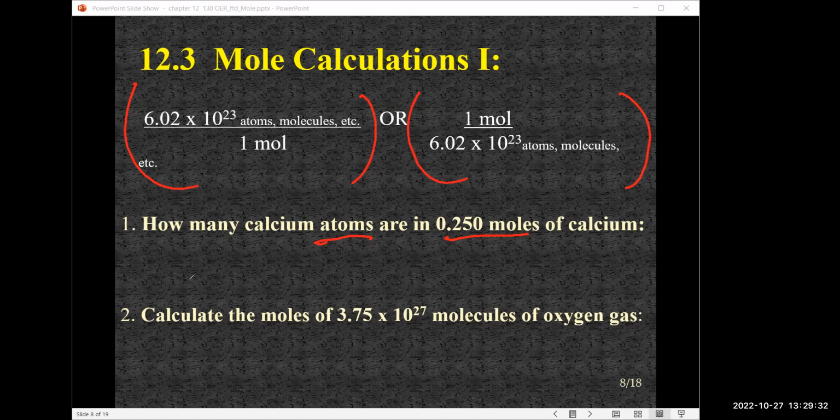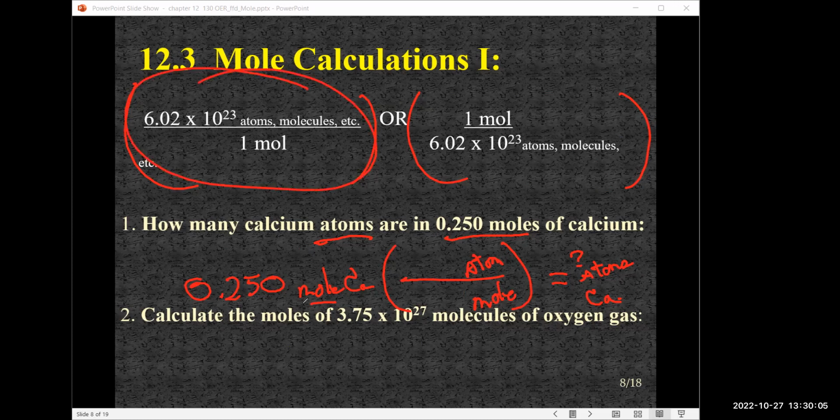So we have what we're given, 0.250 moles of calcium. Okay. And we need to know how many atoms of calcium are involved here. And so I set up my conversion factor. I have moles that I'm given, so moles will be in the denominator and atoms will be in the numerator, okay? So that means that I'm going to be using Avogadro's number as written on the left. So we've got 6.02 times 10 to the 23rd divided by 1 mole, okay?